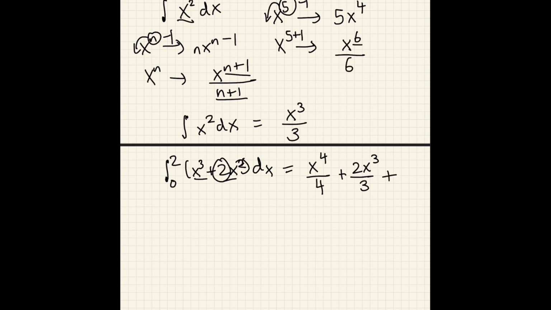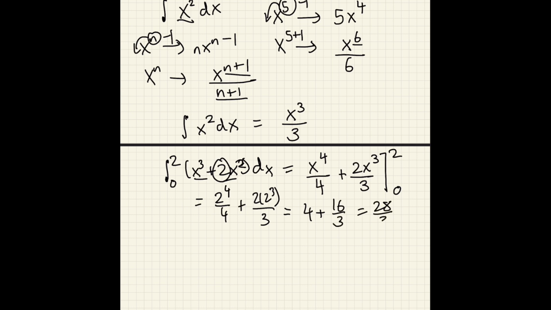And don't forget the plus c. Actually, no, sorry. This is an indefinite. So this is a definite integral. So I evaluate it at 2 and at 0 and find the difference. So I substitute it in. And if I substitute 0 into this, I'll just get 0, so it doesn't matter. So 2 power 4, that's 16, over 4, that's 4. 2 power 3, that's 8, times 2, that's 16, 16 over 3. 4 plus 16 over 3, that's 20 over 3. If I went too fast, please pause the video.